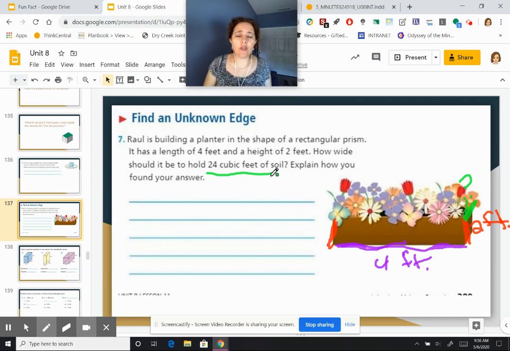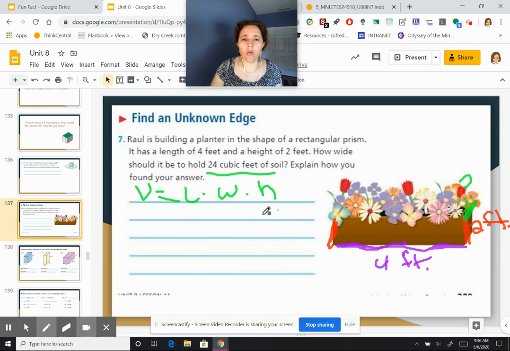Okay, so if you said we have our formula, volume equals length times width times height. So what do we know? We know our volume because they said it holds 24 cubic feet. And I know that's my answer because it's giving me the label of 24 cubic feet. So I know the volume is equal to 24.